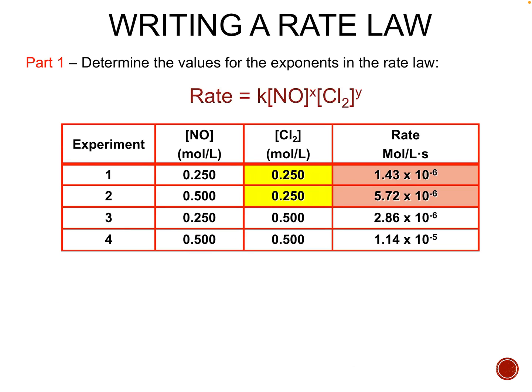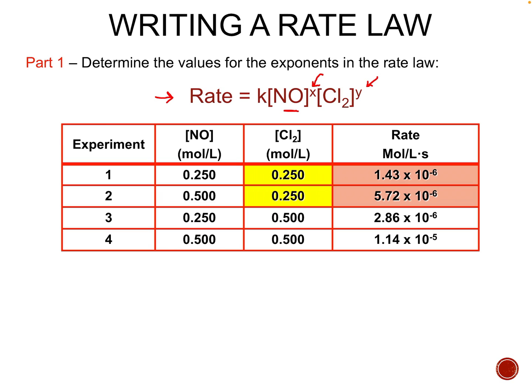So here's our skeleton rate law. We have rate is equal to K times nitrogen monoxide, and we don't know the superscript yet, and then times chlorine, and again, we don't know the superscript yet. This is all to figure out what those numbers are up there.